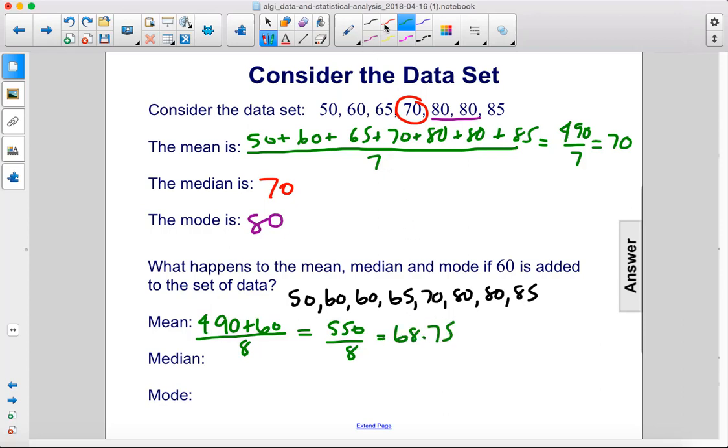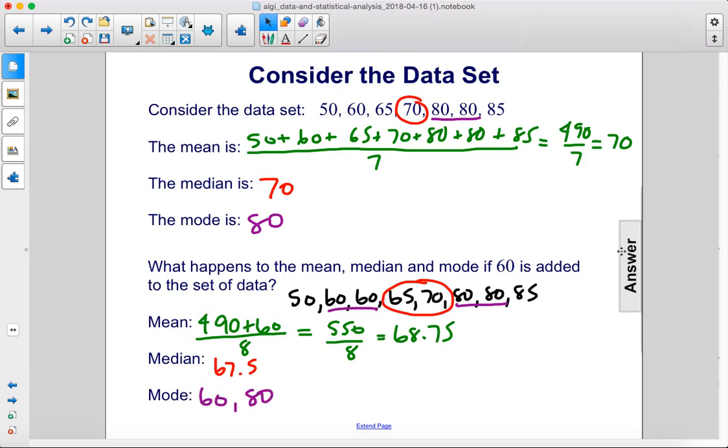68.75. Alright, our median is now the average of the two center numbers, because now there's an even number. So the average of 65 and 70 is 67.5. And the mode, well, now there's an extra mode, because there's two 80s, but there's also two 60s. So our mode is 60 and 80.